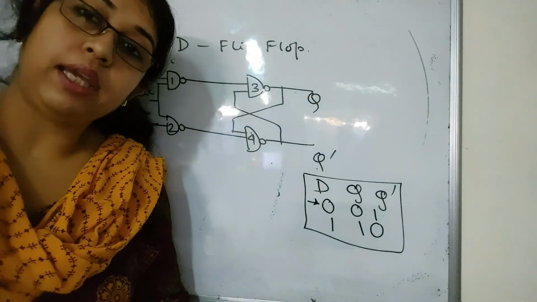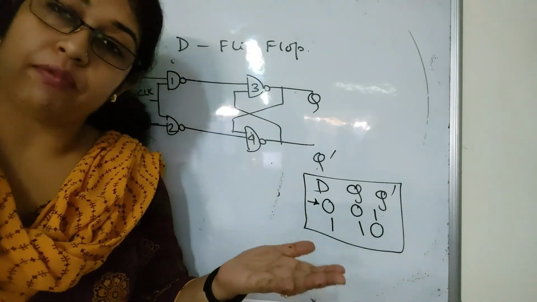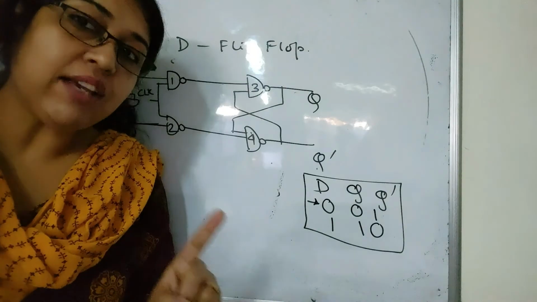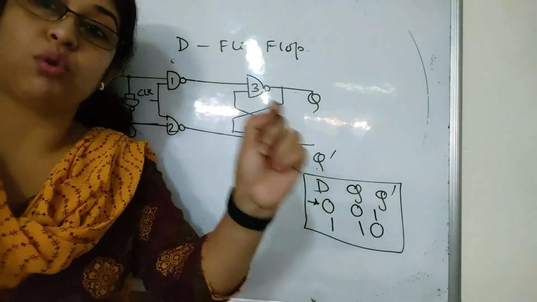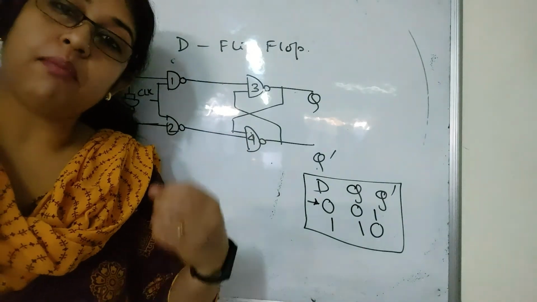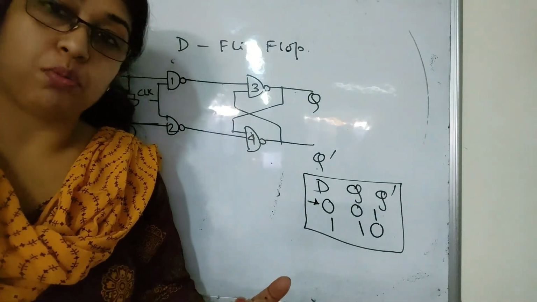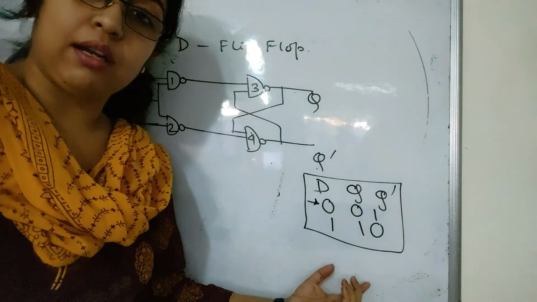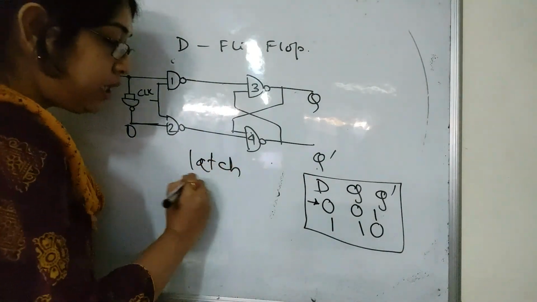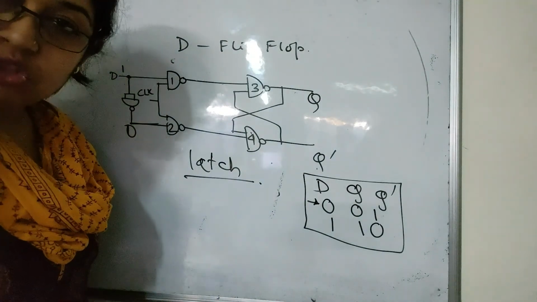And that is why it is said that it is a data flip-flop, where each D flip-flop stores 1 bit of data. Whatever data you store, the same data will be given to you as the output. That is why it is called data flip-flop, or it is called a latch.